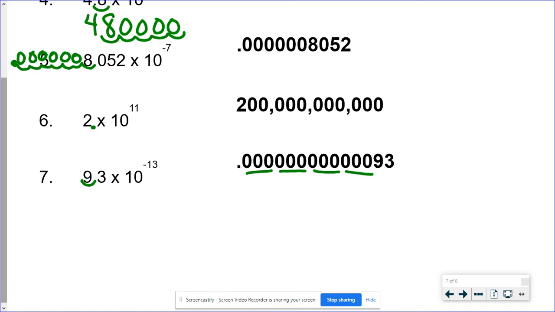Notice, I forgot to mention this earlier, notice there's only 1 decimal. Not that I should have to say that, but there are some students that tend to leave a decimal like right here, and they have another decimal up here. That is not okay. You can't have 2 decimals. The decimal that was between the 9 and the 3 moved. It's not there anymore.